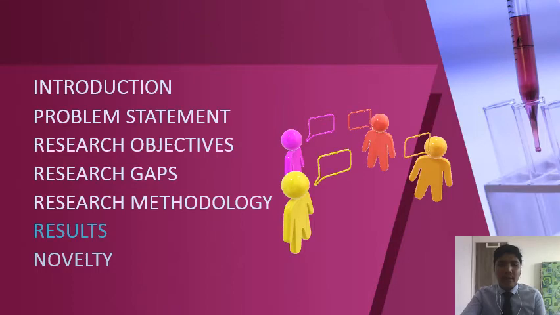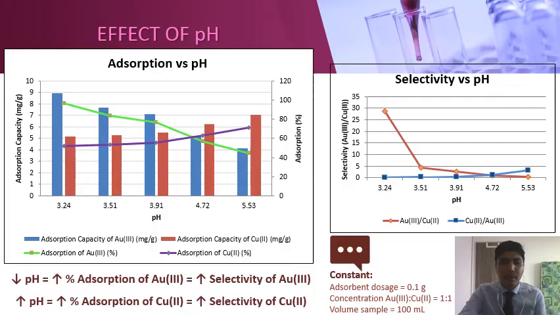Now let's take a look at the results. For the effect of the pH, the first graph shows that when the pH is increasing, the percentage adsorption and adsorption capacity of Au3+ were decreasing. But the trend shows an increase in the percentage adsorption and adsorption capacity of Cu2+. For the second graph, the higher selectivity of Au3+ can be achieved at low pH.